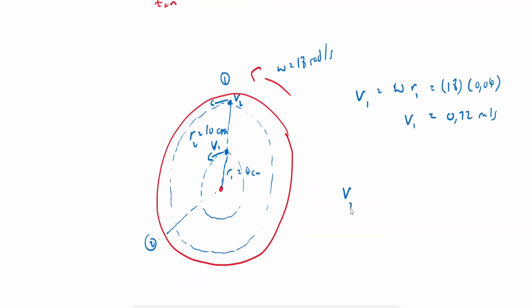Now what about v2? v2 is just going to be omega r2. This is going to be 18 and then 0.1. Okay, so it should be like 1.8. This should be 1.8, I think. All right, so this is meters per second.